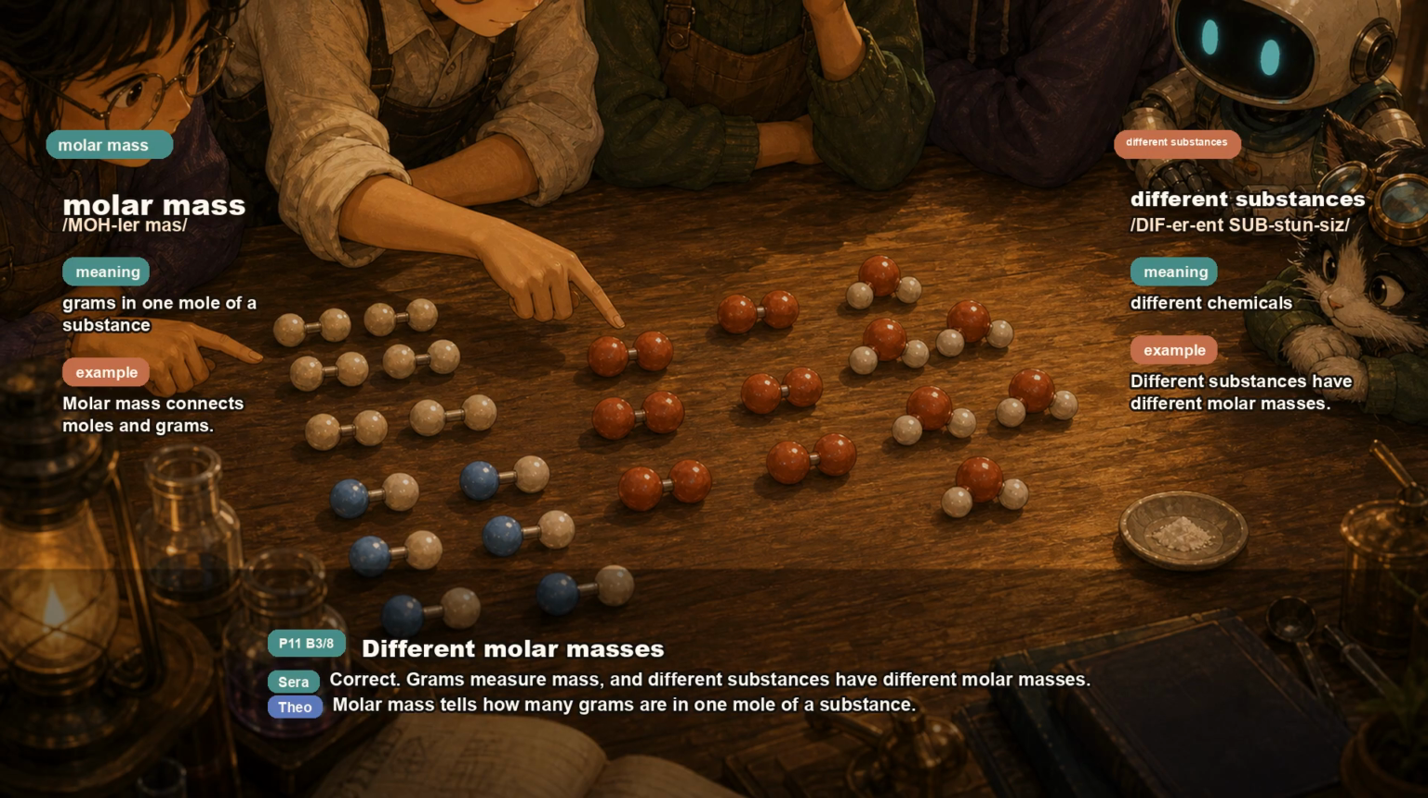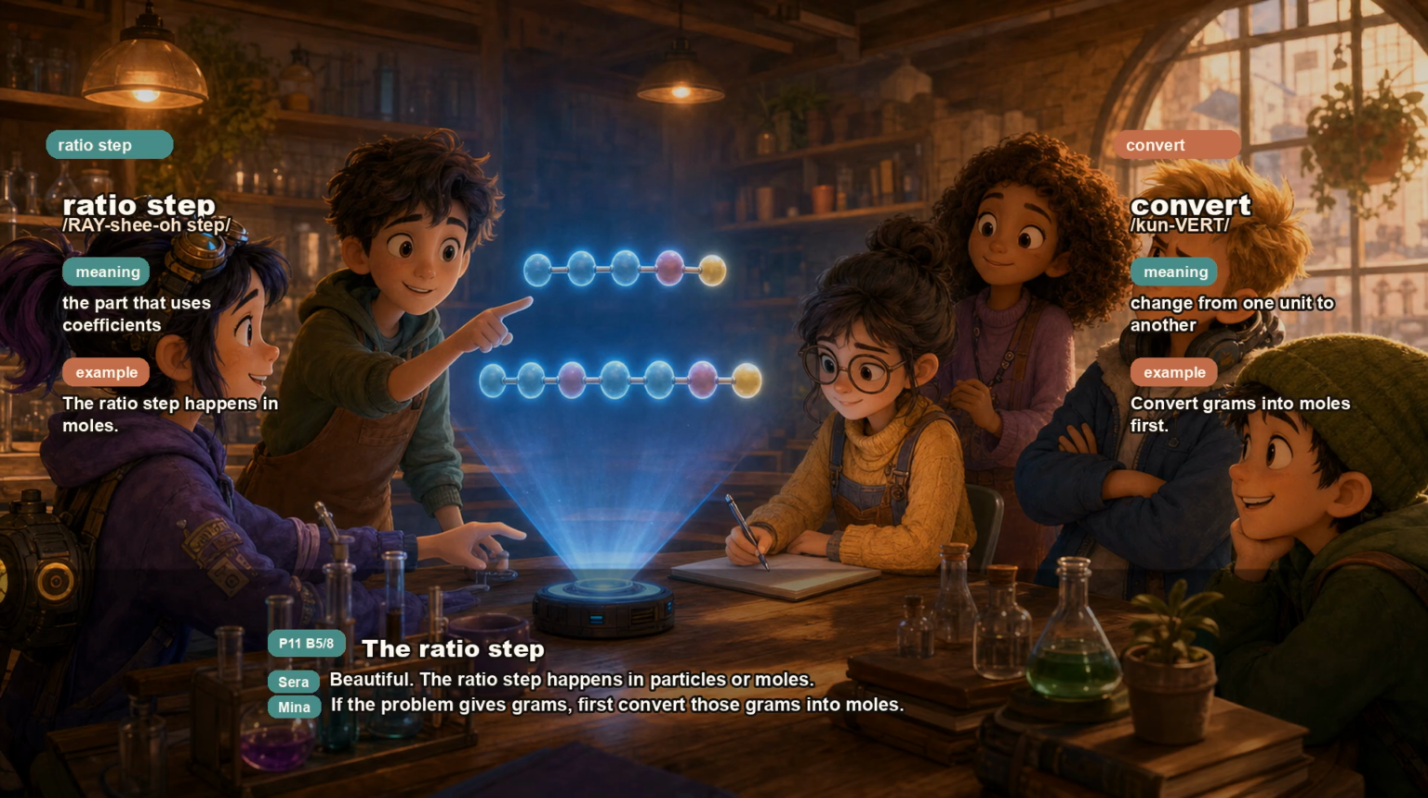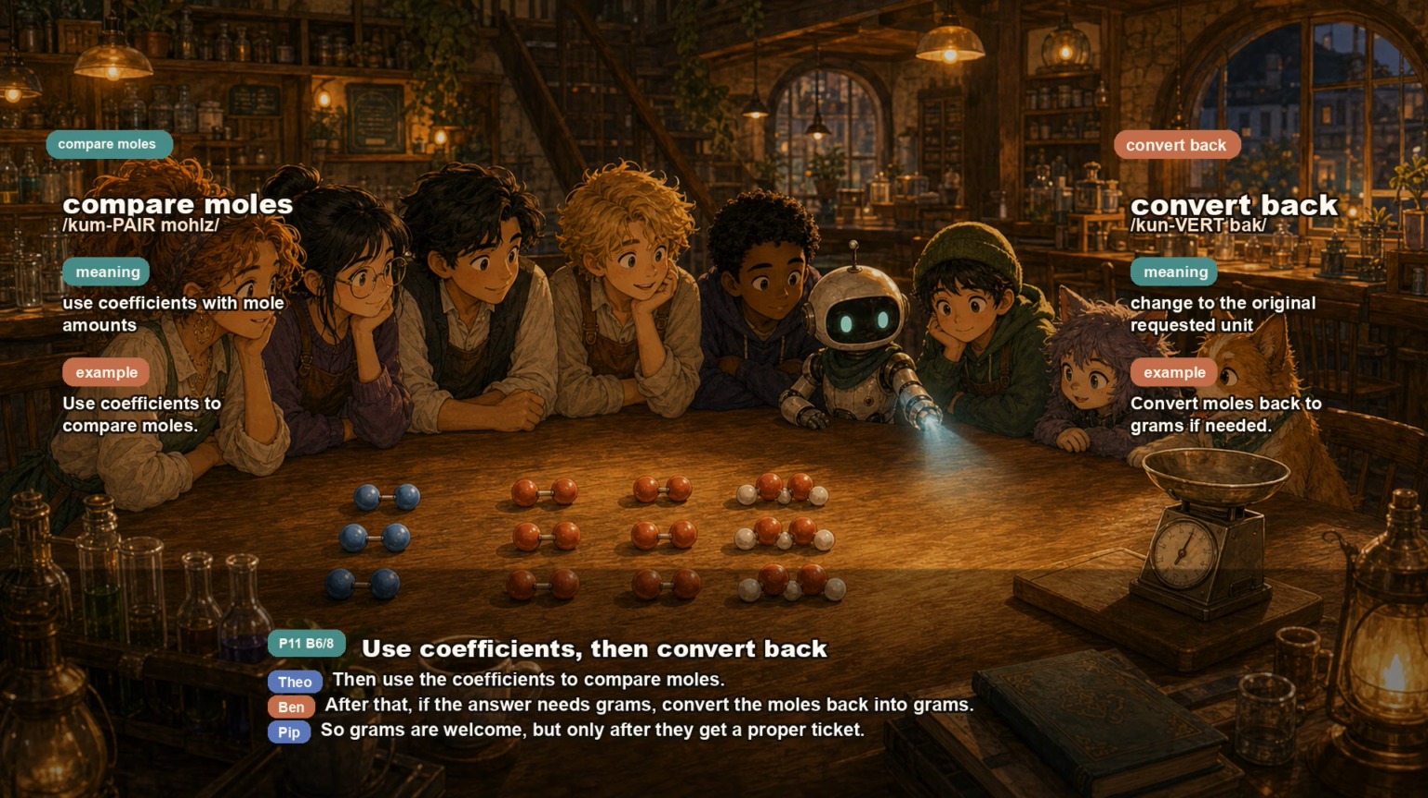So grams need their own bridge before they can enter the ratio conversation. Procedure detected. Grams to moles, mole ratio, then moles to grams if needed. Beautiful, the ratio step happens in particles or moles. If the problem gives grams, first convert those grams into moles. Then use the coefficients to compare moles. After that, if the answer needs grams, convert the moles back into grams.